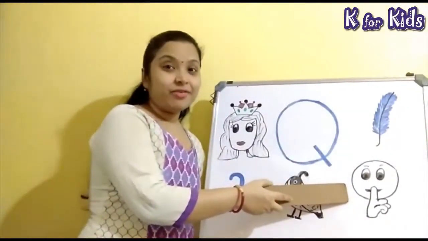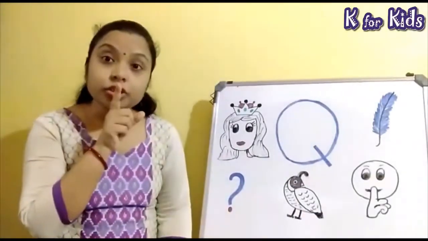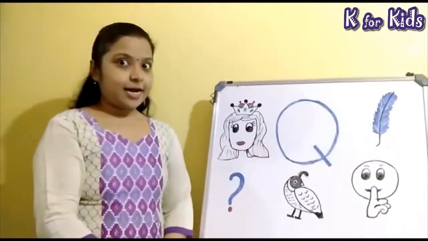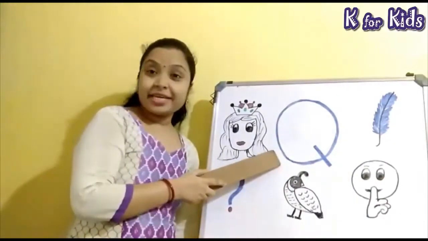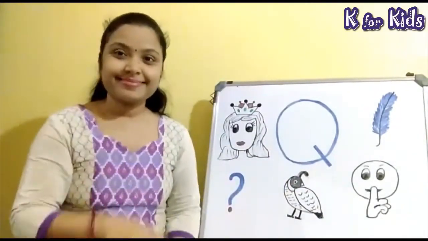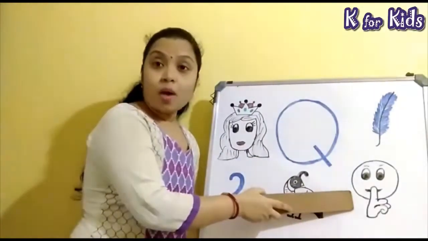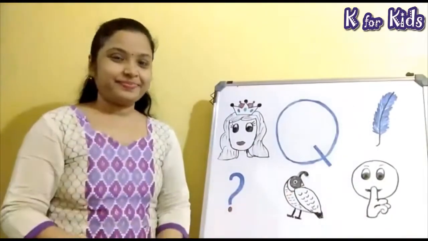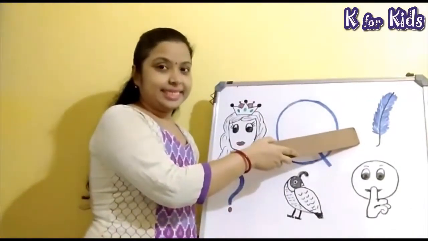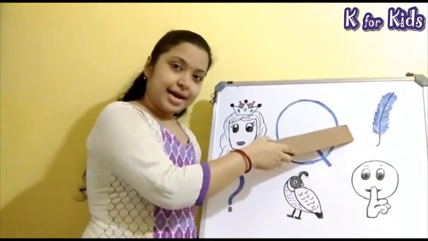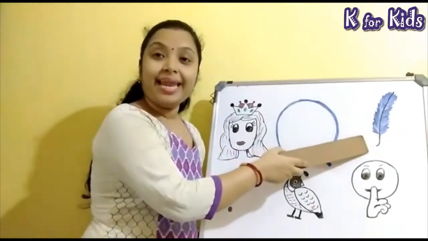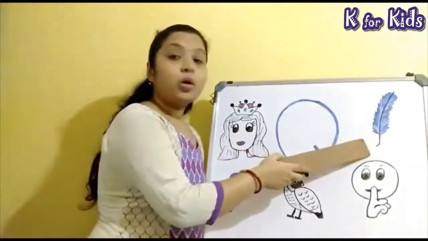Children, look here. What I have drawn. Q. Q for quilt. Children, what is this? This is a quill. Quill starts with the alphabet Q. Q for quill. Q for quill.